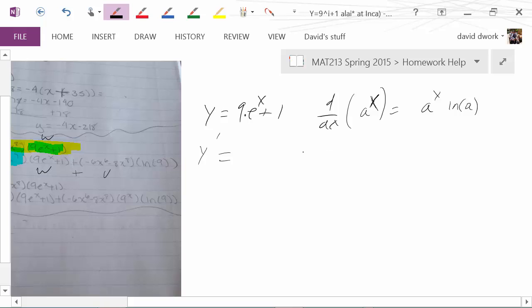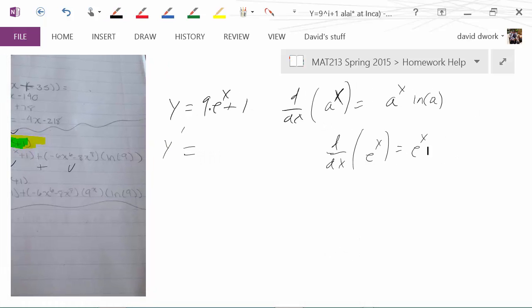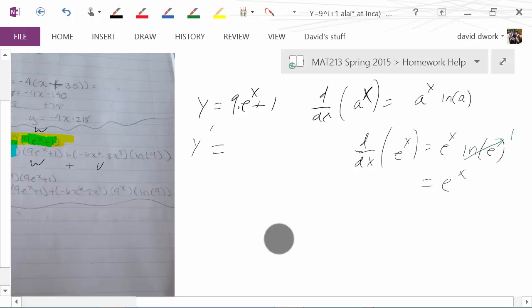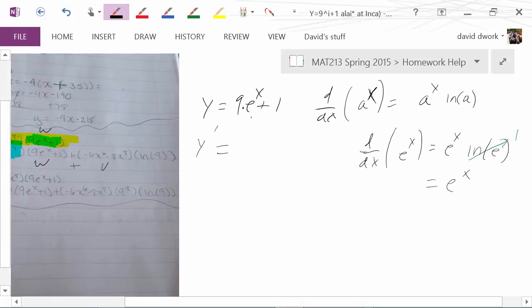we have the easier situation, though, where it's the derivative of e to the x. And this is the one special case where it's easy, because the derivative of e to the x is just like the general rule. It's itself times the natural log of the base. And the natural log of e is 1. So therefore, that means our derivative is just equal to e to the x. So now in your case, we don't have e to the x by itself. We have e to the x multiplying 9.